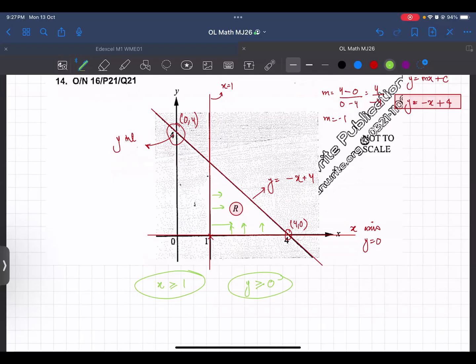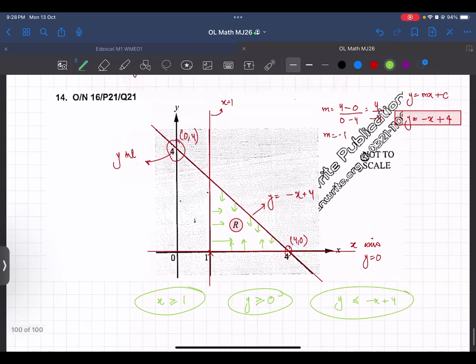Whenever it is above, to the right side, you put in greater than. If it is below or to the left side, you put in less than. And then for the last one, y is minus x plus 4. You can see it is below the line. Less. Y is less than or equal to minus x plus 4. These are the three inequalities which are defining the region R, which will shade the region R. This is your final answer.